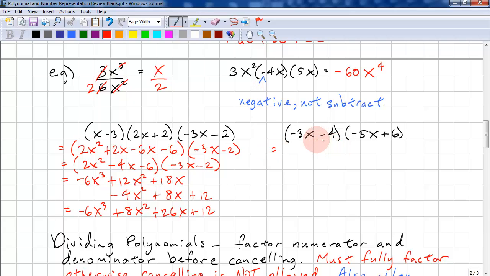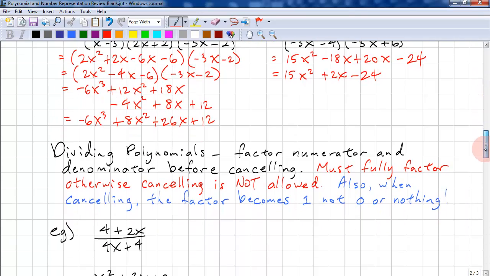Okay, this one's simple. It's just a binomial times a binomial. Minus 3 times minus 5 is 15x squared. Minus 3 times 6 is minus 18x. Minus 4 times minus 5 is plus 20x. And minus 4 times 6 is negative 24. Group the like terms, that's only the middle ones. And that's complete.